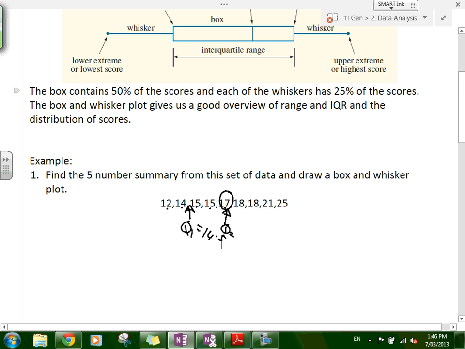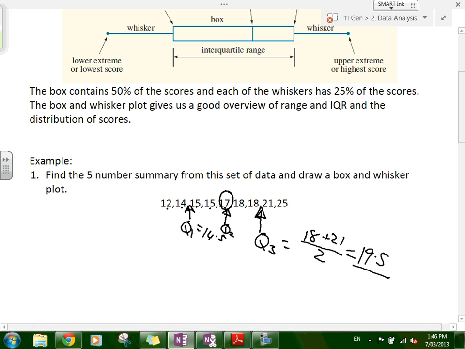Okay, what's Q3? What's the upper quartile? Tell me where it is first. Yeah, between 18 and 21, so Q3 equals 18 plus 21 over 2, which is equal to 19.5. Okay, what's the upper extreme? 25. Alright? 25 is the upper extreme, lower extreme is 12.